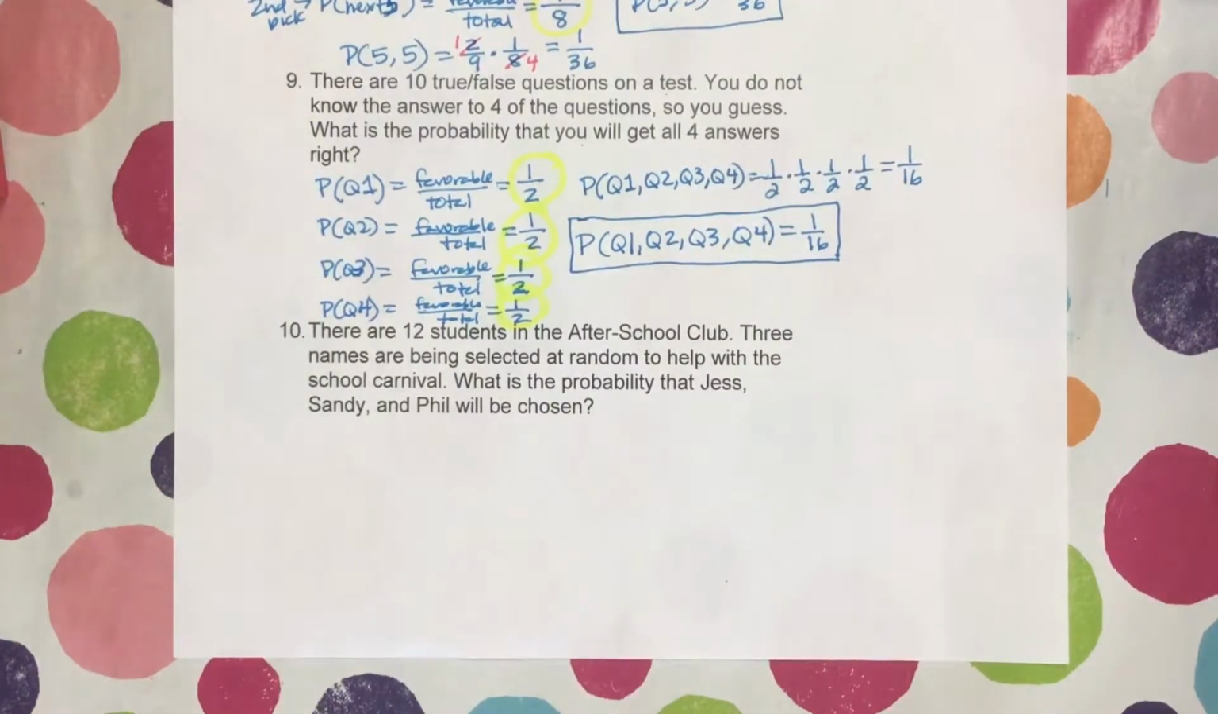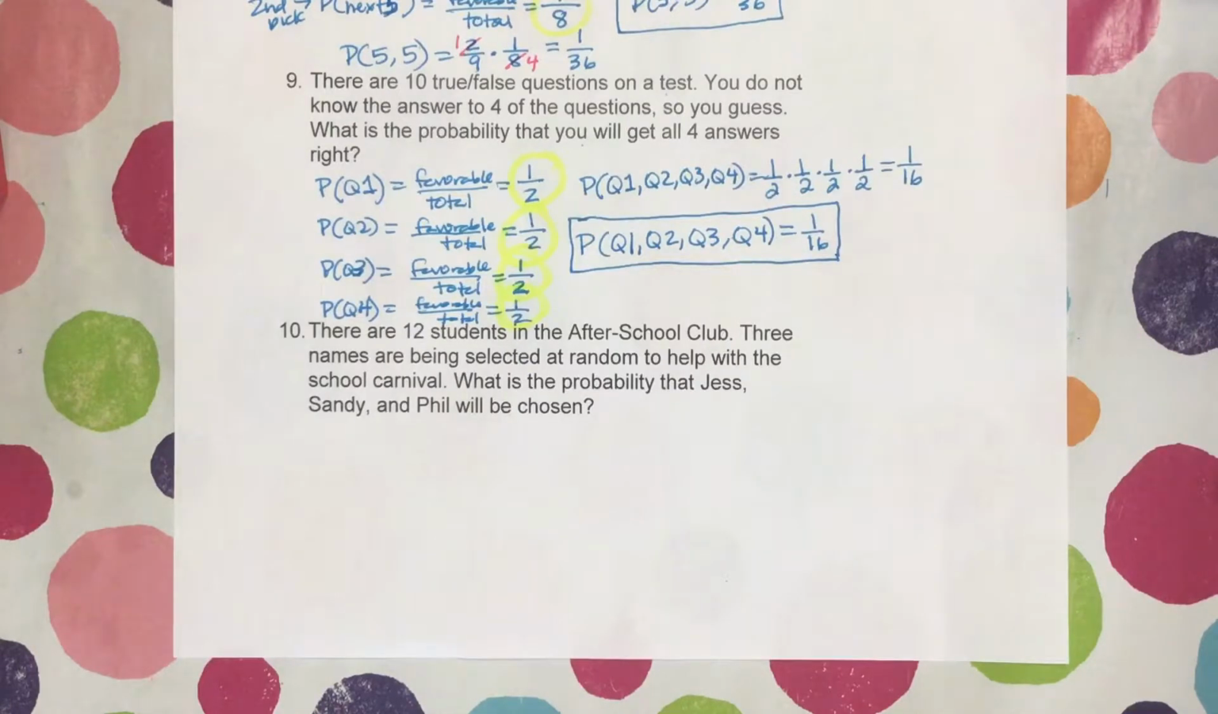Number 10 says there are 12 students in the after-school club. 3 names are being selected at random to help with the school carnival. What is the probability that Jess, Sandy, and Phil will be chosen? Okay, so there's 12 students, so that's our total. 3 names are being selected at random to help with the school carnival. What is the probability that Jess, Sandy, and Phil will be chosen?